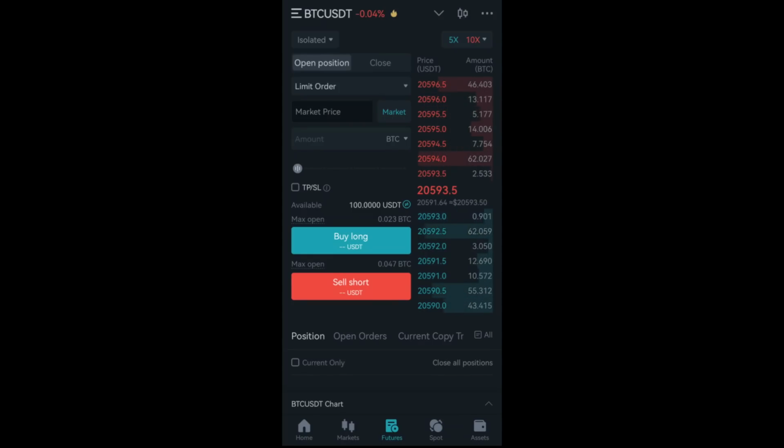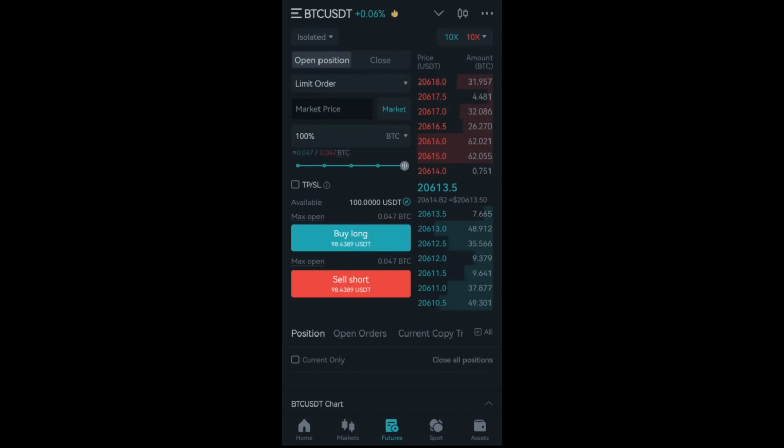So I have 100 USDT, right? I'm going to use the entire 100 USDT to trade with 10x leverage. So right now this is like trading with 1000 USDT. Now down here you have two options, buy long and sell short. You should predict whether the market will go up or down. If you think the market will go up, click on buy long. And if you think the market will go down, click on sell short.